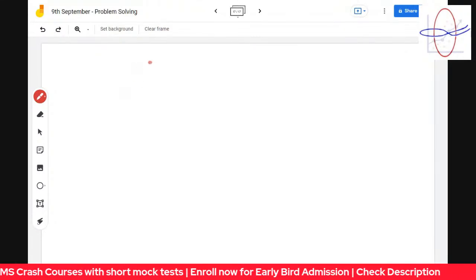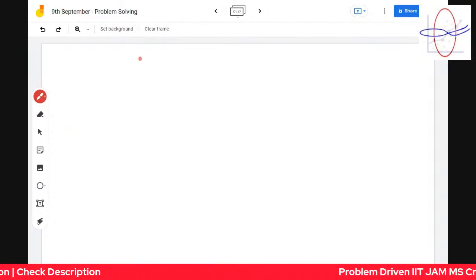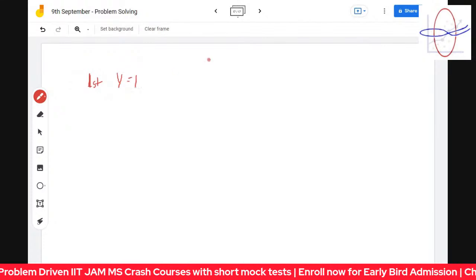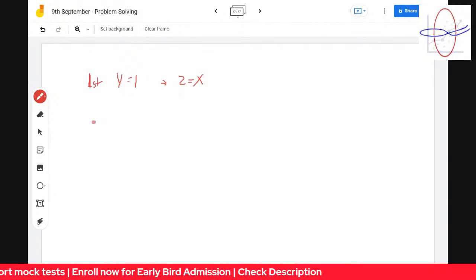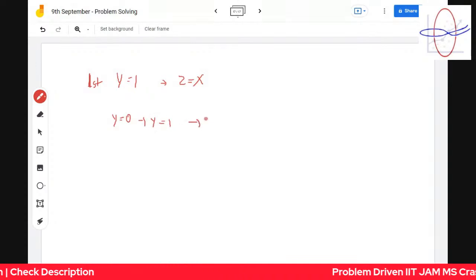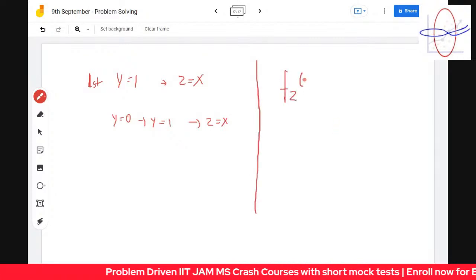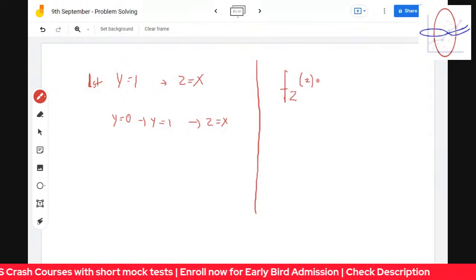So what is it telling? Understand it very carefully. Let's say, what can happen? So this is the idea. You're tossing the coin of y. Let's do the first trial. It can happen in one step, first step only, y is equal to 1, and then z is equal to x. Or in the second step, it can happen y is equal to 0, and then y is equal to 1, and then z is equal to x. So we need to find what? We need to find the density of z, right? We need to find the density of z.